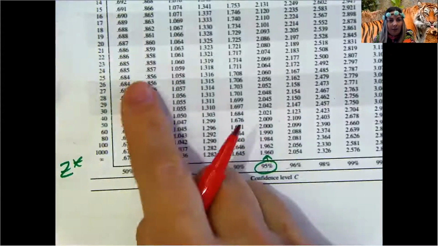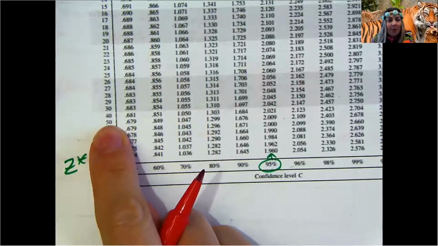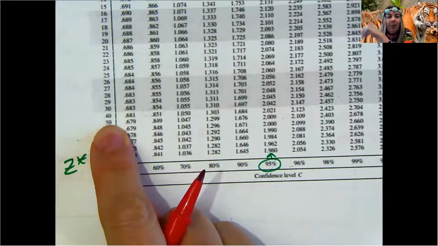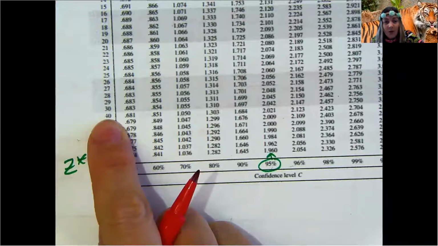47 is not there. It goes 40 to 50. Now, the big mistake most people will make is rounding up to the 50. Don't do that. You want to round all the way down. That produces a more conservative estimate. So we're going to round all the way down to 40.